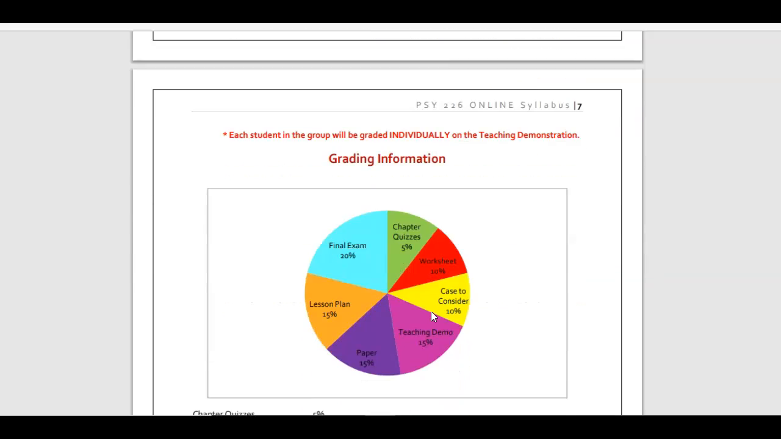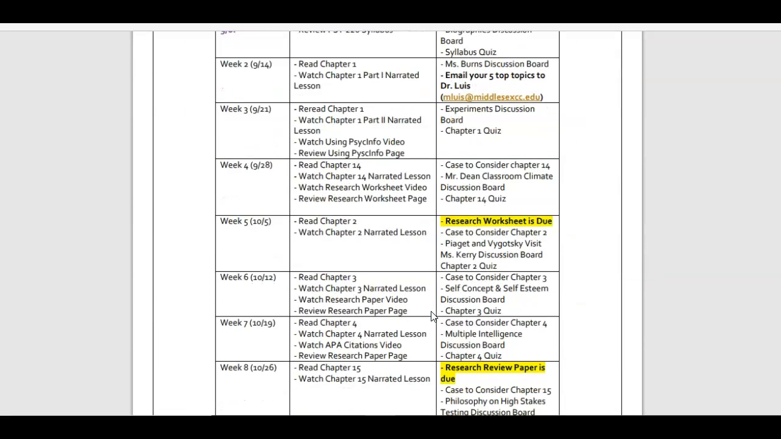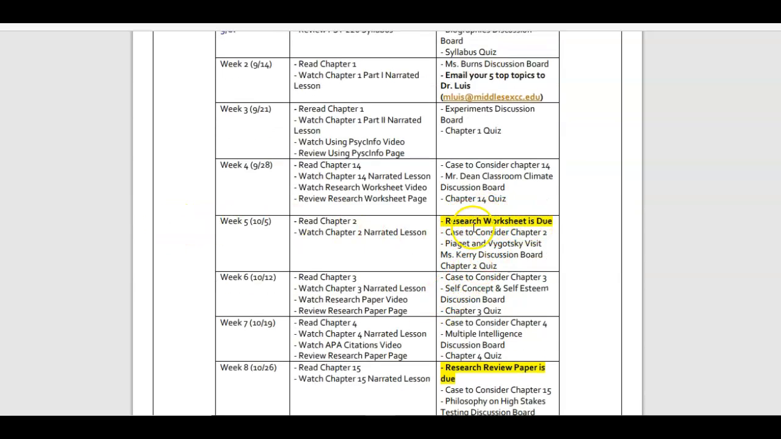Okay. All right. So that's pretty much the layout of the class and those assignments. I'm now going to show you just really quickly, I want to point out kind of when these things are due. So you can see the highlighted parts of these major assignments. Those weekly assignments are pretty consistent every week, like the case, the discussion board, the quiz.